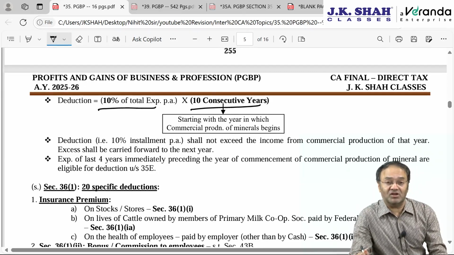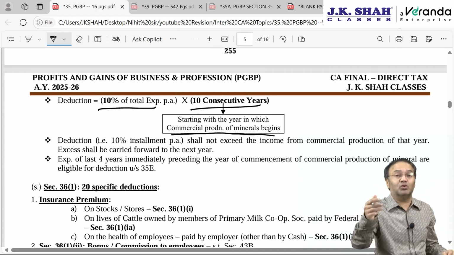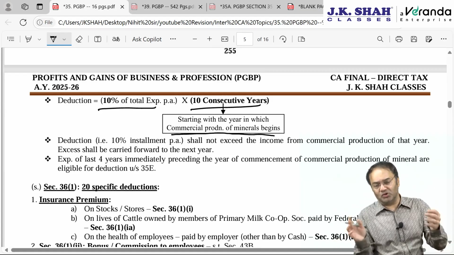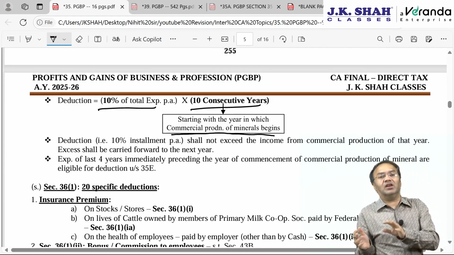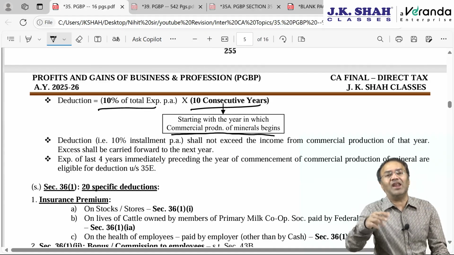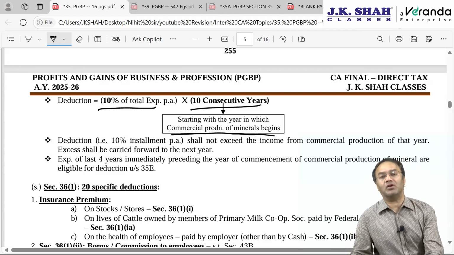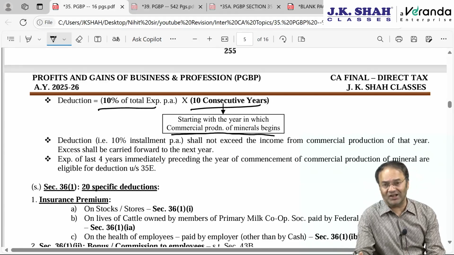10 years starting with which year? 10 years starting from the year in which commercial production begins. Commercial production of minerals begins, which can be time consuming. Today you started digging and searching for it. Prospecting means searching for the minerals. You found it, then you started extracting. After extracting it, you take it to the factory. In the factory, you make it pass through machines and chemical process. After melting it and through chemical process, you remove impurities and convert it into a purified form. That is called production of minerals. So whosoever is into that business will get this deduction.